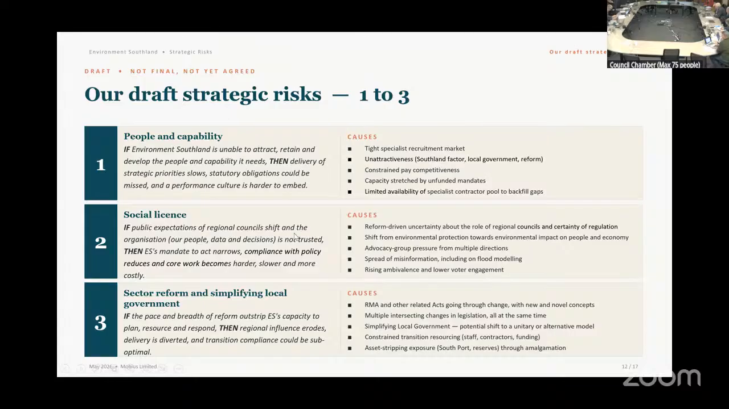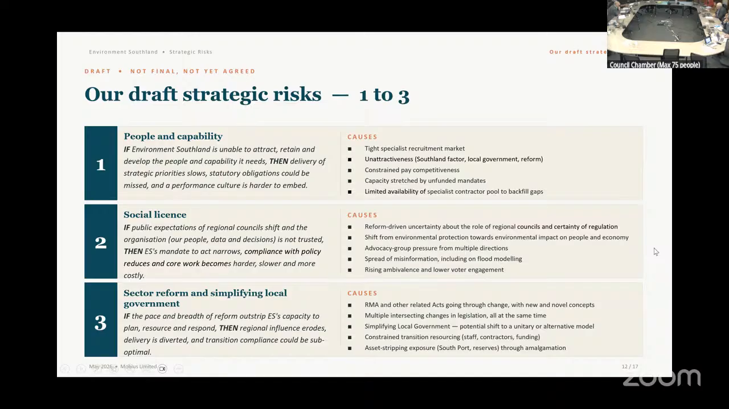The second one is around social licence, the whole social licence to operate. If the expectations around regional councils shift and the organisation isn't trusted by people, whether that's people, data or decisions, then your mandate potentially narrows and work becomes harder to do. So that social licence, it's number 2 on the list for a reason. It's very important.